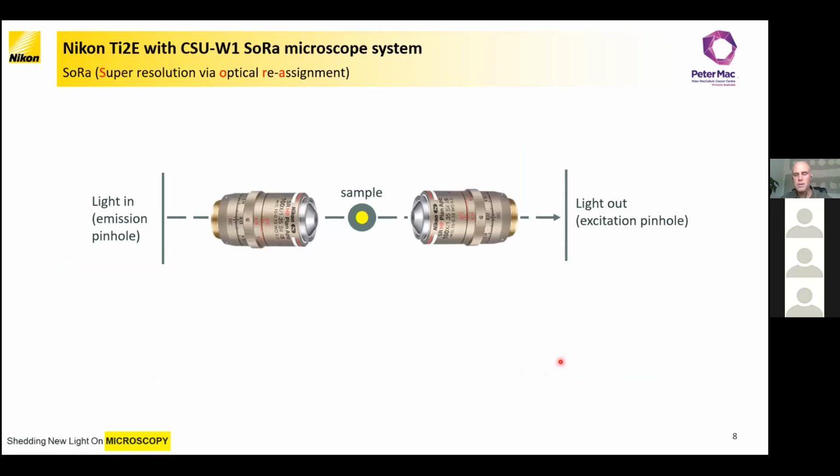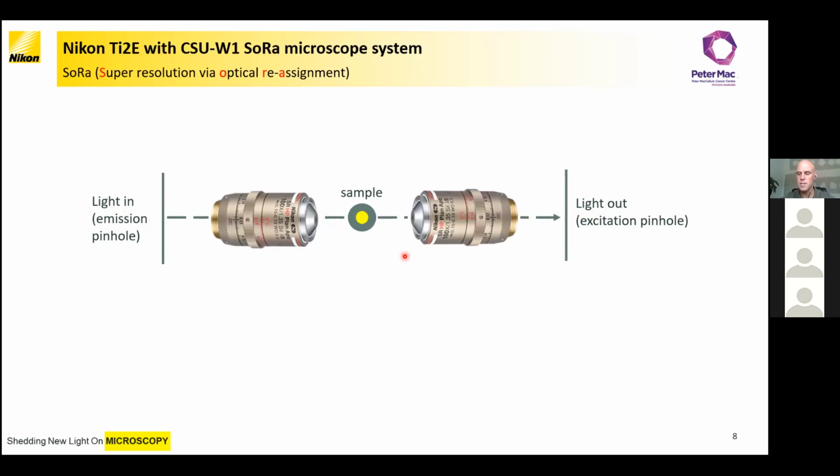So what I've done here is very simply explain an optical system on a microscope. We have the light in, which comes through the emission pinhole. It goes through the objective to the sample, then back through the objective through the excitation pinhole, and it gets collected. Although I've shown the objectives on two sides here, these could be the same objective. The light bounces through, it comes back again.